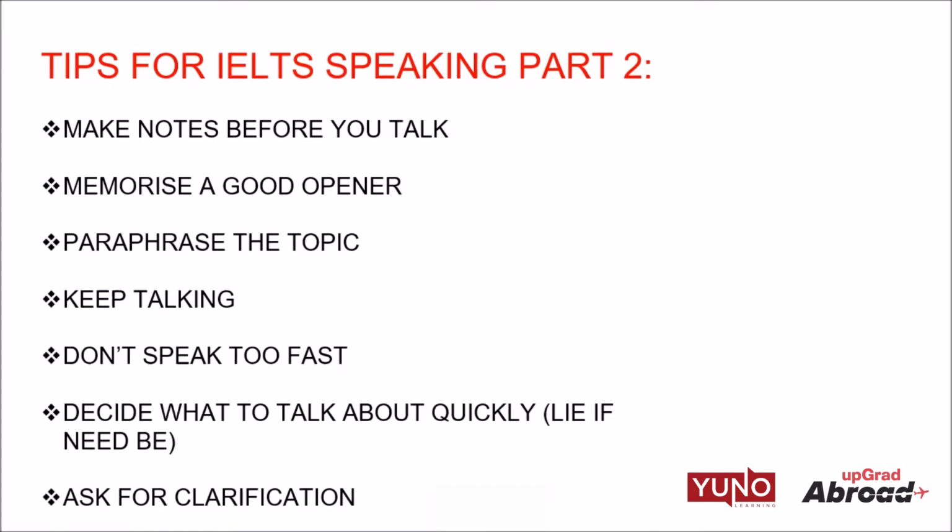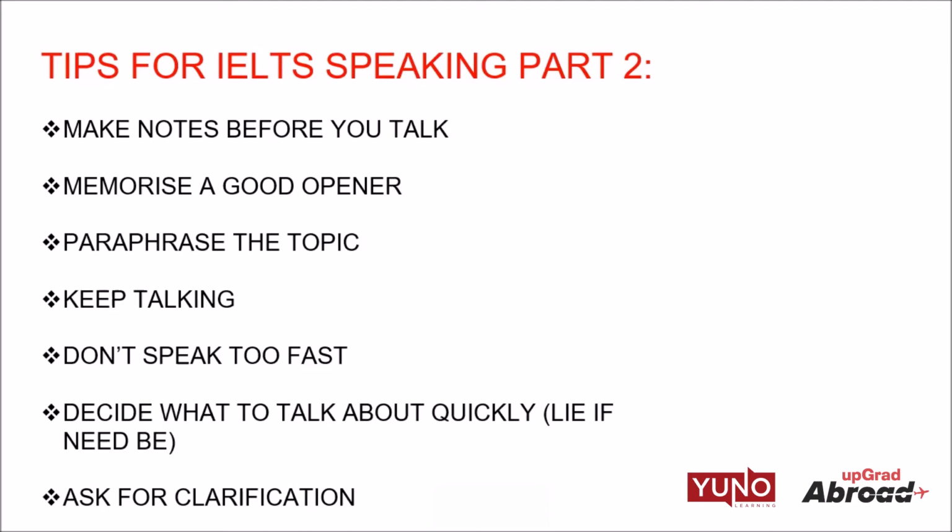A good opener will impress the examiner, but the next step we're going to talk about will impress the examiner even more. Paraphrase the topic. Now, what is paraphrasing? When referring to the topic, don't use the words from the topic card. Instead, use your own words. This is called paraphrasing. So, for example, if the topic is describe a beautiful place to visit in your country, don't say, I'm going to describe a beautiful place to visit in India. Instead, say, for example, I'm going to talk about a stunning destination which people can travel to in the north or in the east of India.